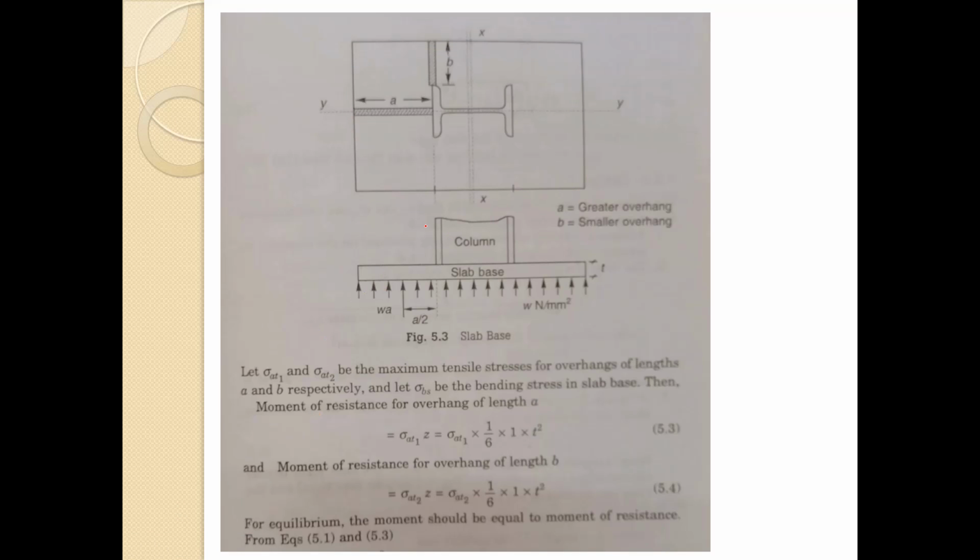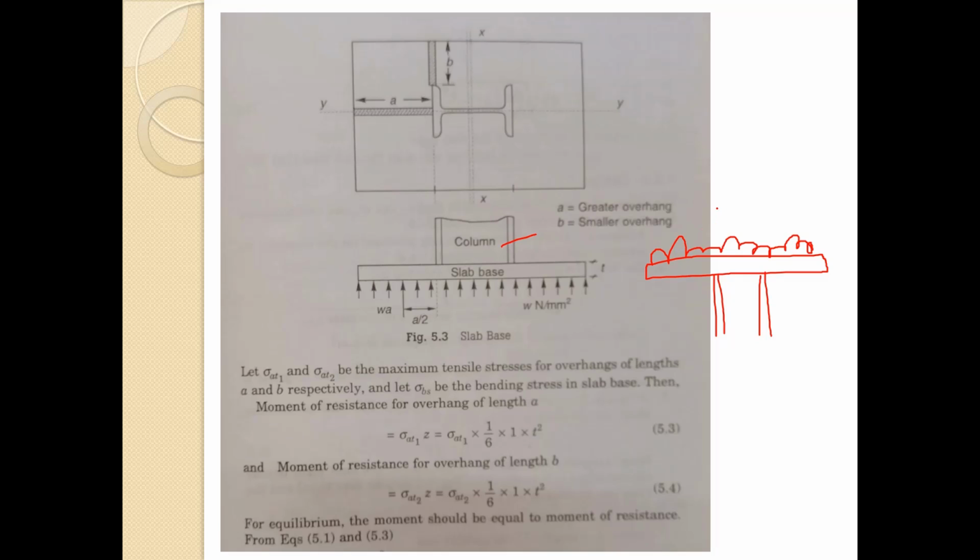If you look at this, I will reverse this figure like this. Suppose this is the base slab and this is the column. I am inverting this figure, and the load is from this direction. Suppose this is the beam and the load is from this direction, that is the UDL.